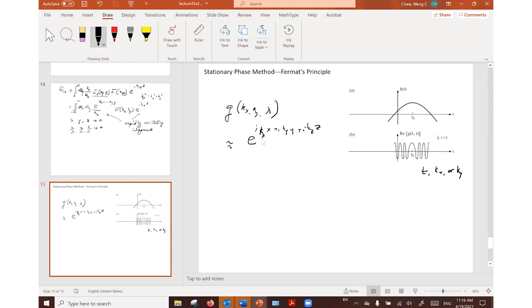Then you see that the integrand will look something like this. And you can see that the other parts of the integrand will be rapidly varying. The contributions to the integration will cancel each other, except for the contributions in the vicinity of the stationary phase point. This is called the stationary phase point.